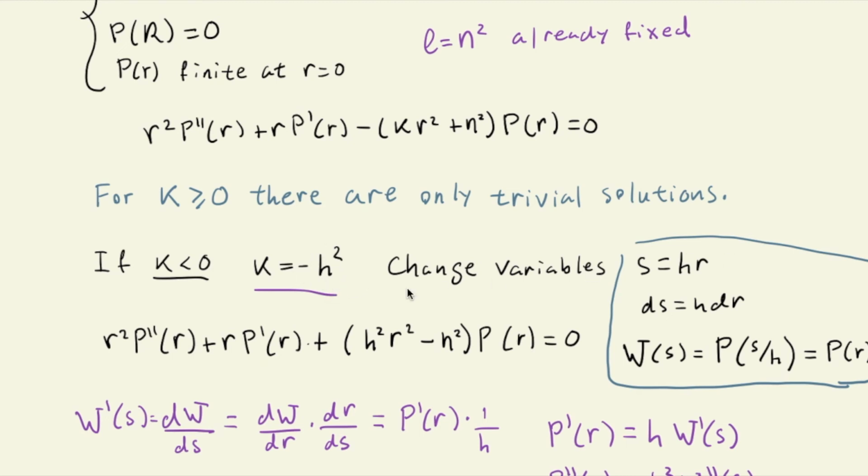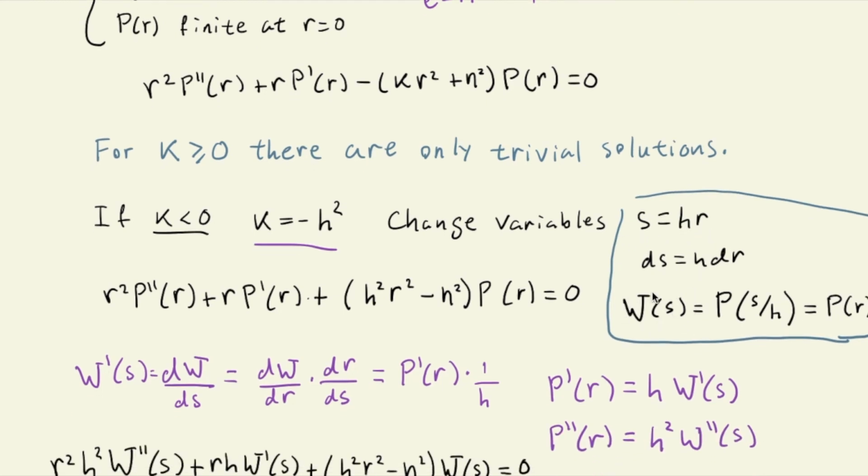And we change variables. We use this h that showed up to change variables: s, the new variable, is h times r. So what is this number h? It's the square root of negative k. That's what h is. We use it to change variables. We define this function w of the variable s. It's the same as p of r.